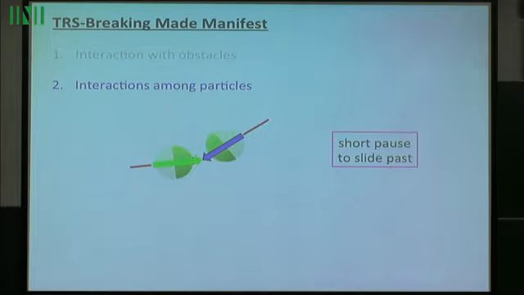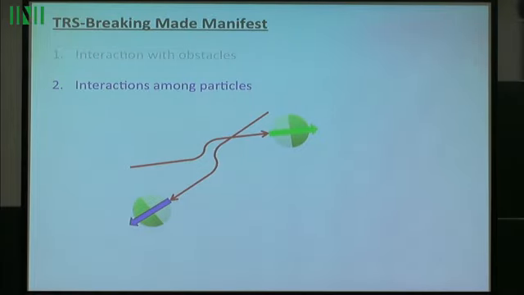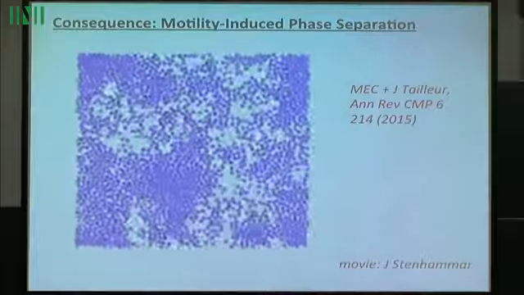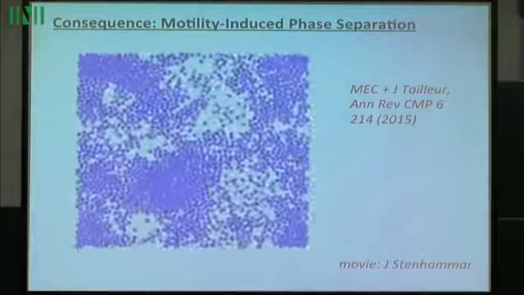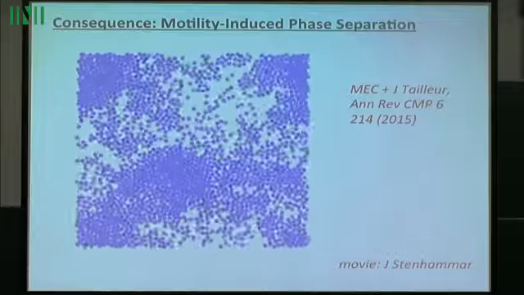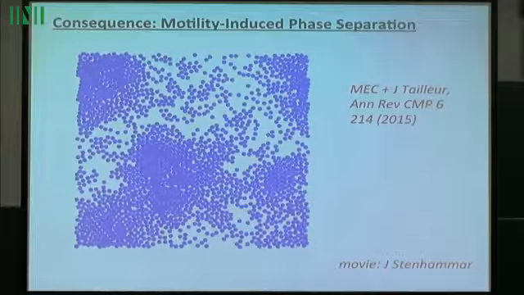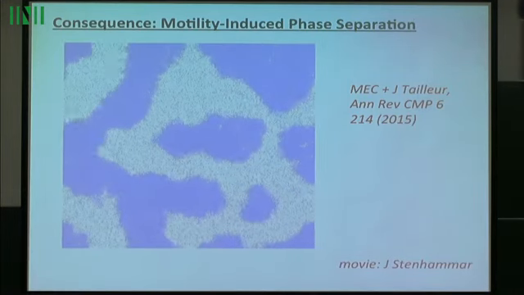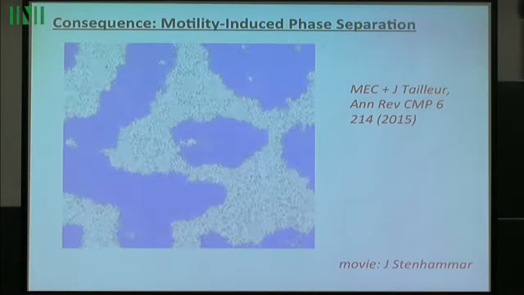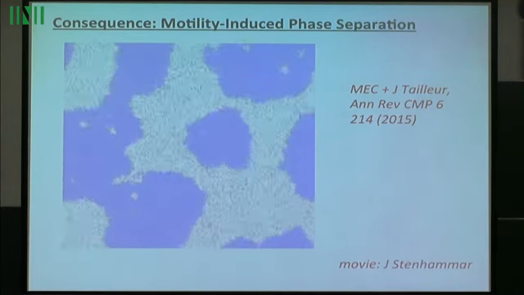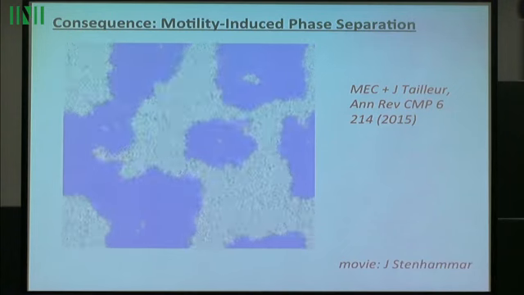The latter of these, the interaction between particles, is responsible for MIPS, as Chantal described, motility-induced phase separation. So that's the kind of thing you see in a system on its way to MIPS. And this is a bigger system also on its way to MIPS. This is a very well-established scenario, although it does have differences, when you look closely, from equilibrium phase separation.